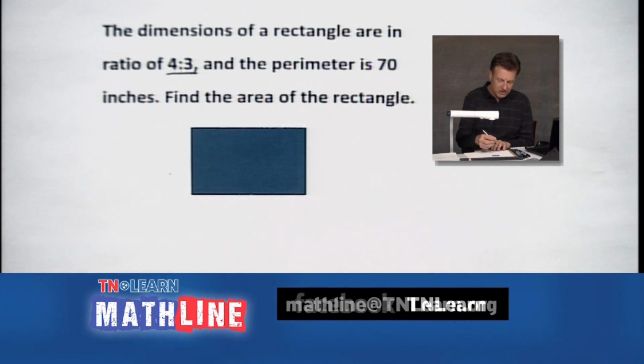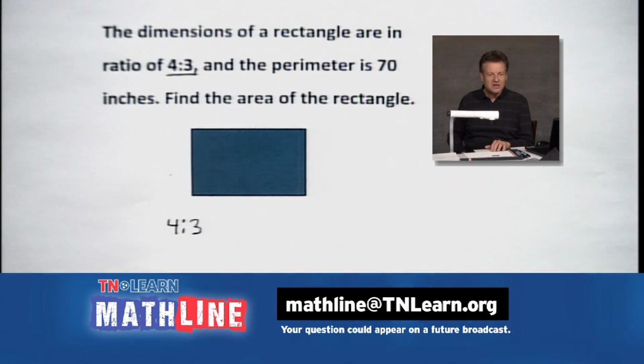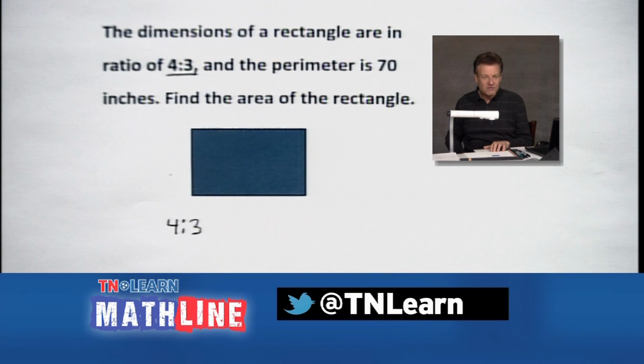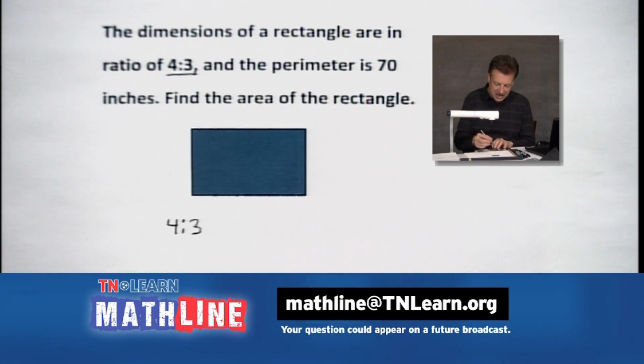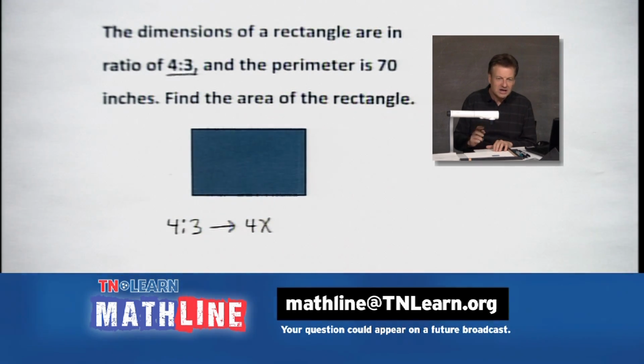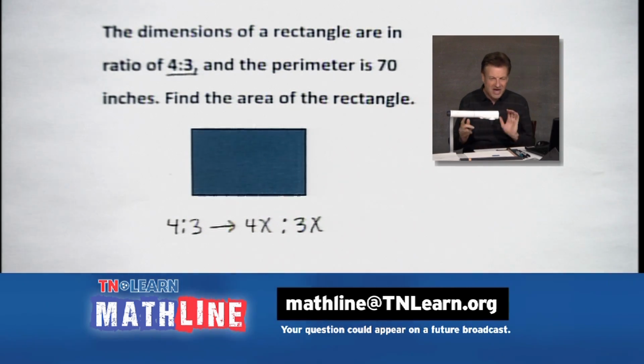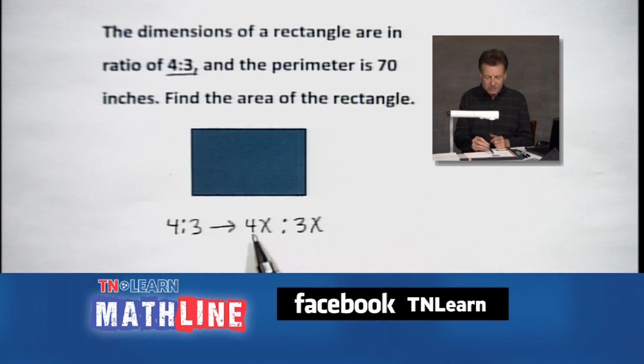But you say, well, Ernie, what are we going to do with this 4 to 3? Well, let's talk about it. 4 to 3 doesn't mean, it says inches for perimeter, so that doesn't mean 4 inches and 3 inches. It means 4 times some value and 3 times that same value. In other words, we have to multiply the 4 and the 3 by the same number. I put x there because I don't know what it is.